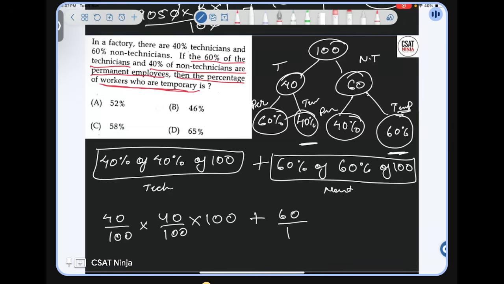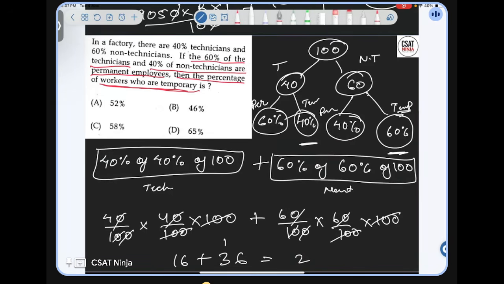So 60 divided by 100 into 60 divided by 100 into 100. So 100, 100 cancel, 100, 100 cancel, 0, 0 cancel, 0, 0 cancel. 4 fours are 16 plus 6 sixes are 36, which is equal to 52. I'm getting 52%, which is the answer there. This is 52. I hope we are clear with this.